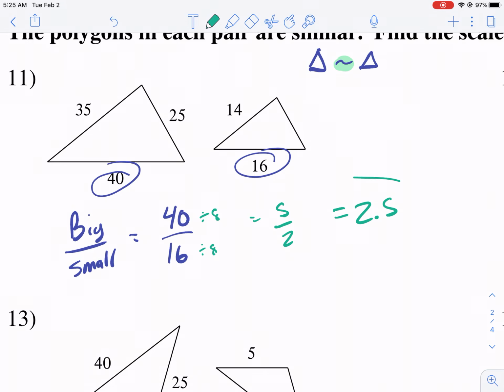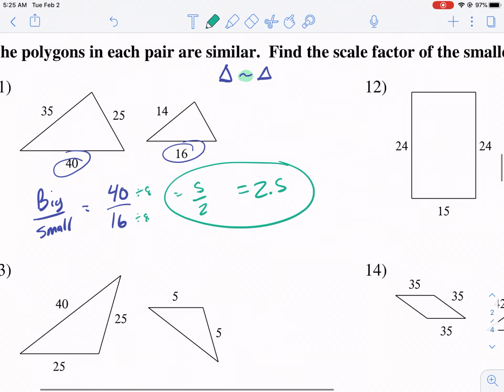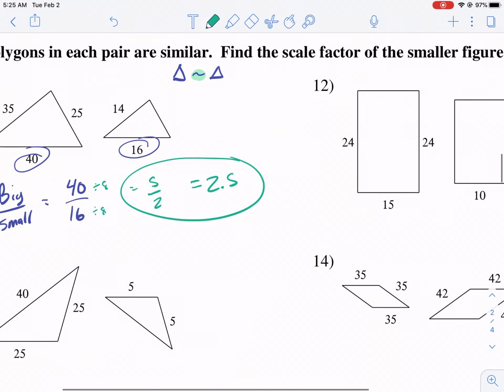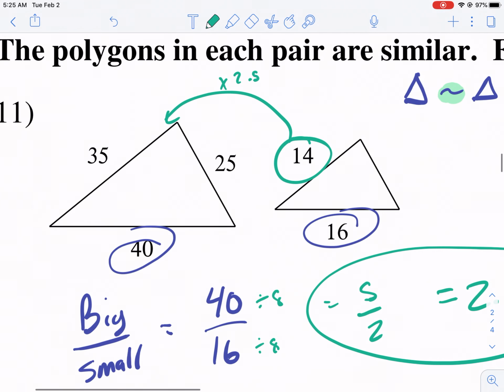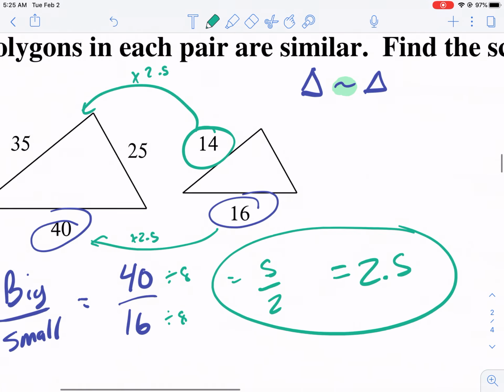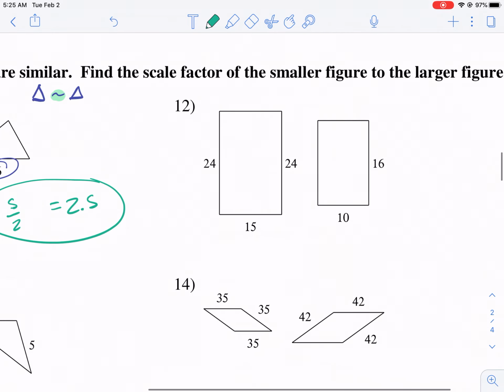So both of these are considered the scale factor. This just means it's a 5 to 2 ratio, or 2.5 times bigger. All these numbers for the small one, multiply times 2.5 to get the bigger one. So 14 times 2.5 gives you 35. 16 times 2.5 gives you 40. So that's how a scale factor works.